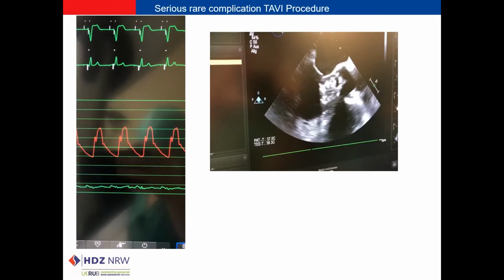In this next slide, I would like to show you a really rare serious complication during this TAVI procedure. The TAVI dislocated in the LVOT and repositioned in the opposite position. This is the reason for the opposite pressure curve on the monitor. Emergency cardiac surgery resolved the problem, and the patient recovered ad integrum.